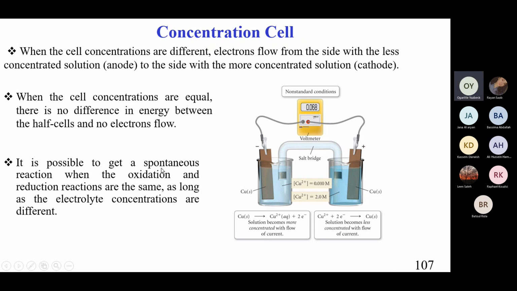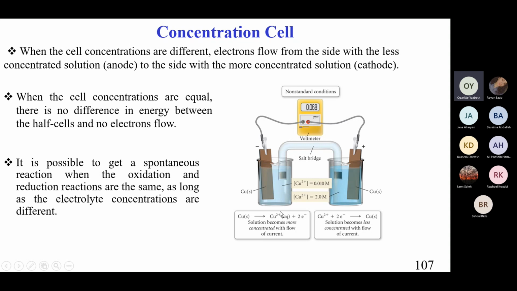It's possible to get a spontaneous reaction when the oxidation and the reduction reactions are the same, as long as the electrolyte concentrations are different. If you look at the reduction and oxidation reaction, this part is the oxidation, this part is the reduction. They're the same reaction, only written in the oxidation way and written in the reduction way.